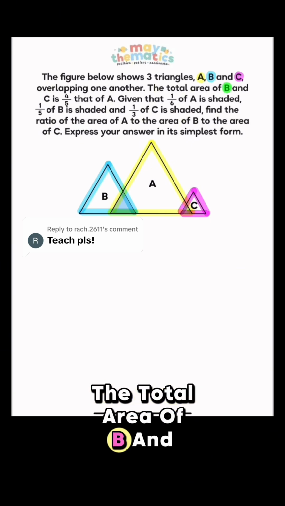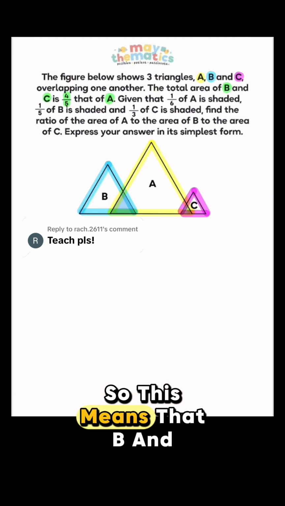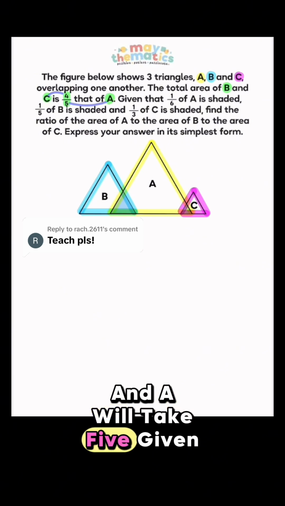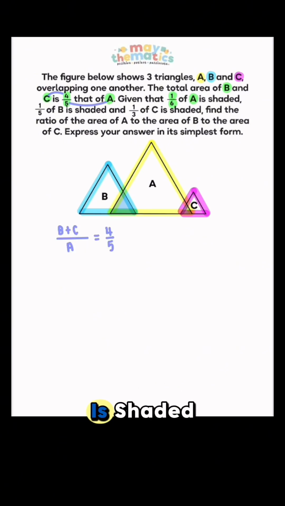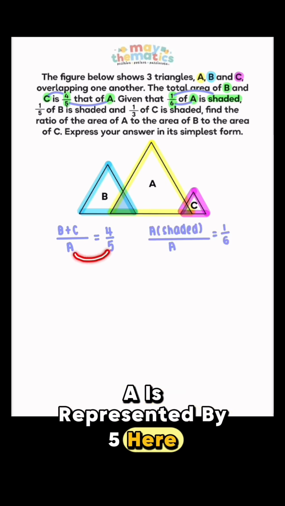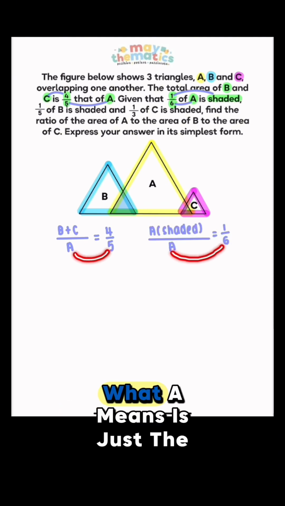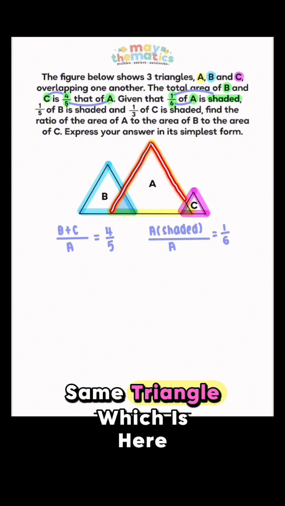The total area of B and C is 4/5 of A, so this means that B and C will take 4 and A will take 5. Given that 1/6 of A is shaded, this means that A takes the 6, of which 1 is shaded. A is represented by 5 here and A is represented by 6 here. But essentially what A means is just the same triangle, which is here.